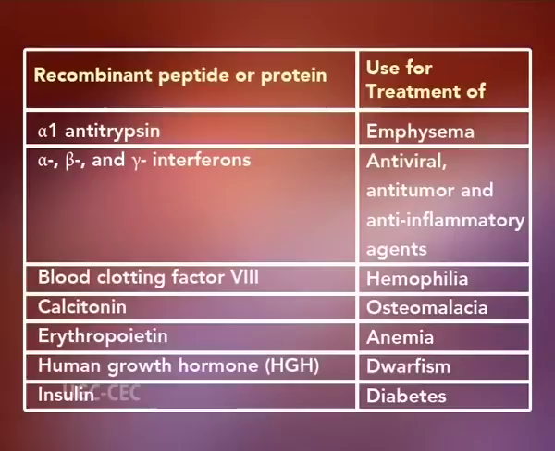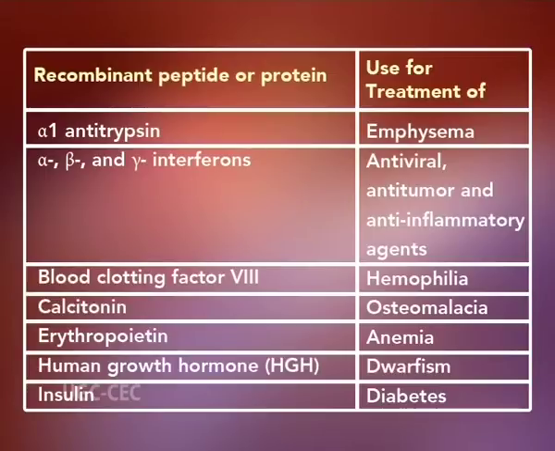Some of the recombinant proteins for treatment of diseases are shown here. Alpha antitrypsin is used for treatment of emphysema, whereas alpha, beta and gamma interferons are antiviral, anti-tumor and anti-inflammatory agents. Blood clotting factor VIII is used for treatment of hemophilia. Calcitonin for treatment of osteomalacia. Erythropoietin is used for treatment of anemia. Human growth hormone is used for treatment of dwarfism.